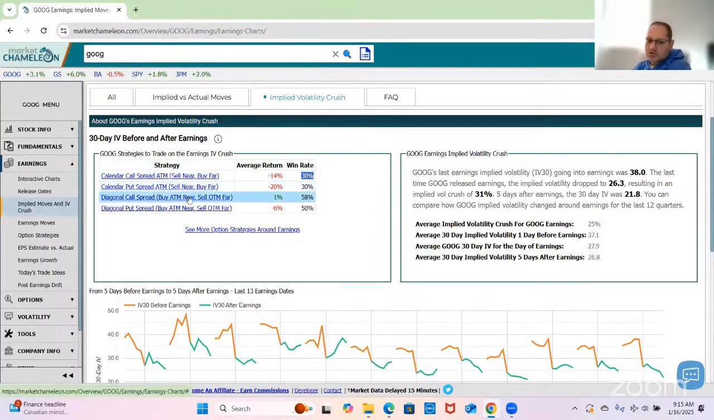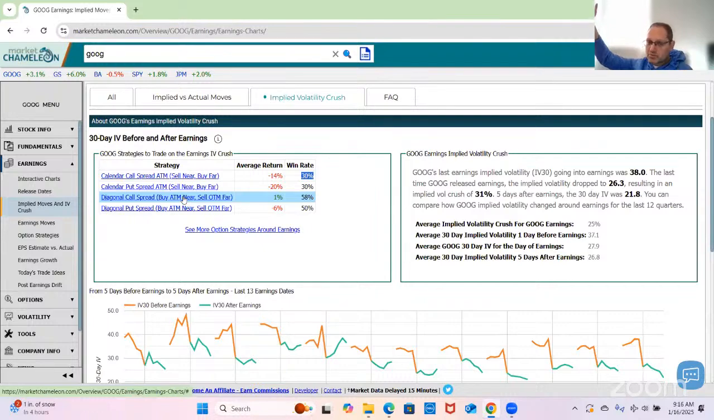What about a diagonal? A diagonal looks at buying or selling near and then buying or selling far, but different strikes. So you've got different expirations and different strikes. This diagonal setup looks at buying at the money near term and selling out of the money far term. And the idea there is if you're buying at the money and selling out of the money, you're bullish, because you're buying the lower strike, selling the higher strike, in a sense. So you want in this situation the stock to go higher.